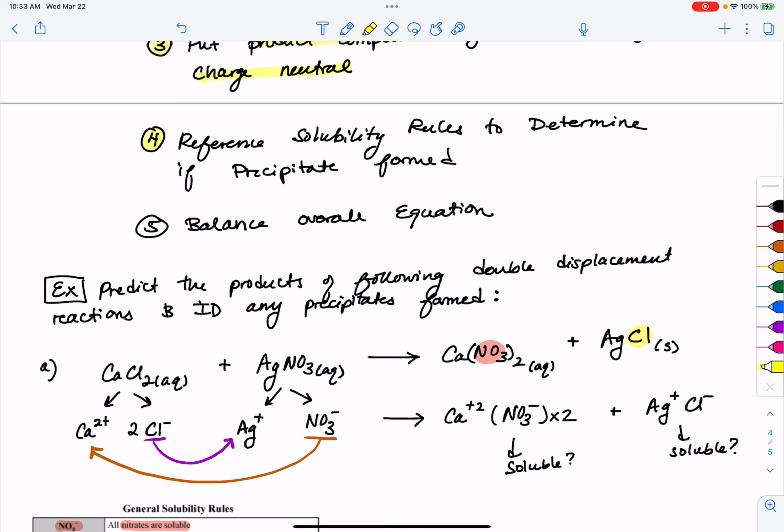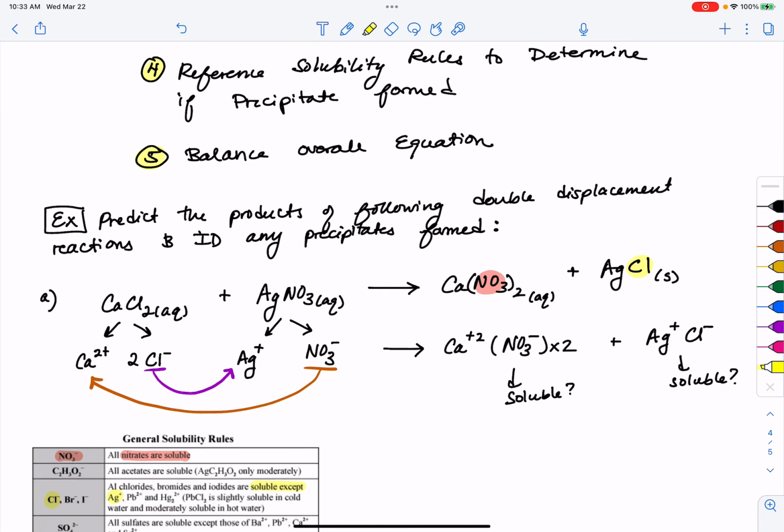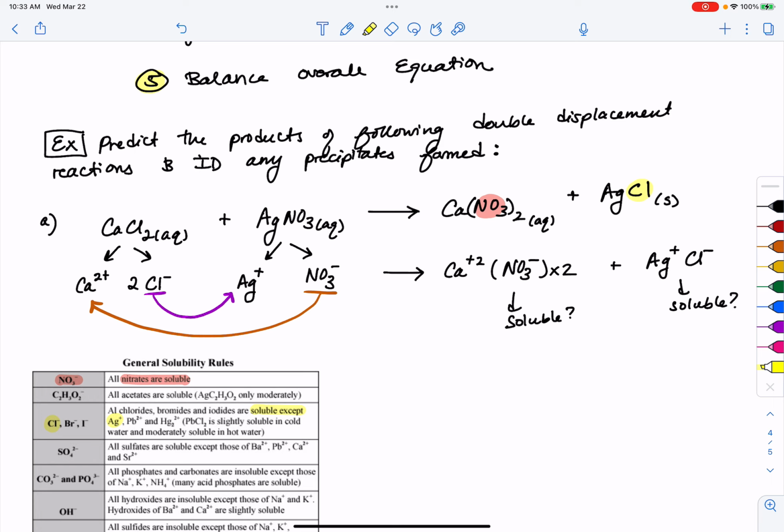Okay, so we have referenced our solubility rules to determine if a precipitate is formed. We have one, that is our silver chloride. And up next, we need to balance the overall equation. So let's take a look here. On the reactant side, I have 1 calcium. On the product side, 1 calcium. That seems good so far.